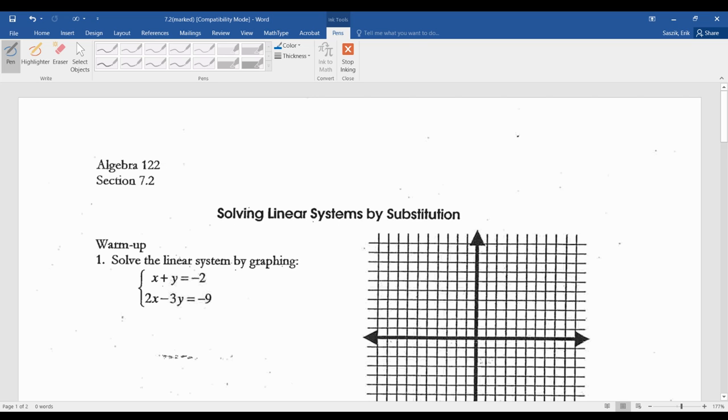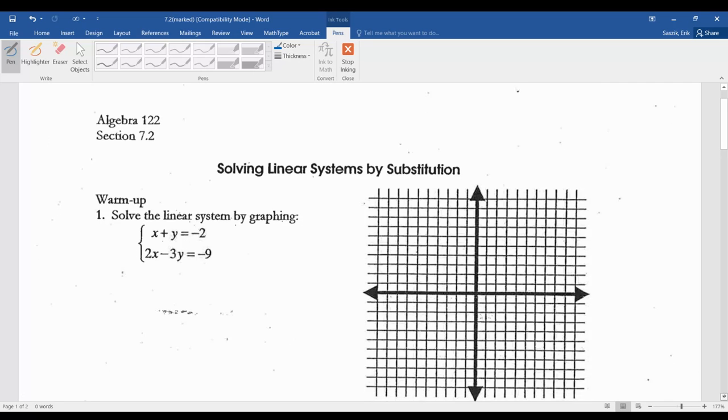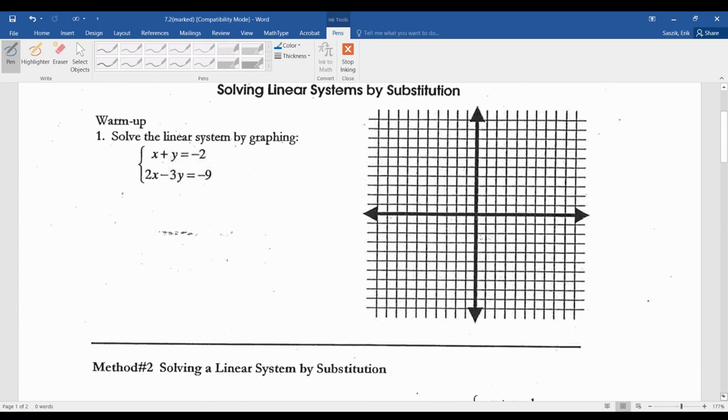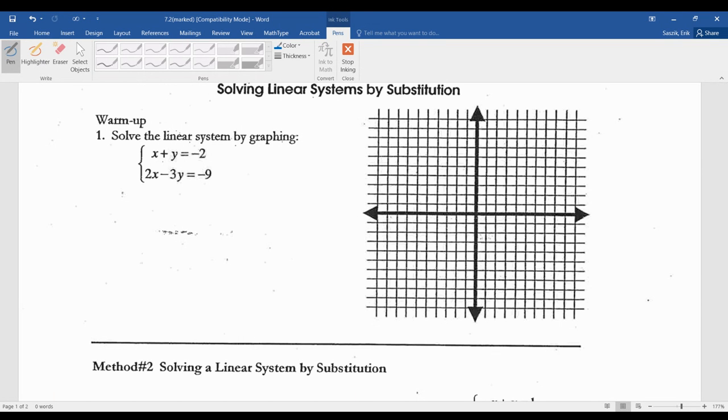All right, kids, we're going to talk about substitution today. This opening problem is just a review practice problem by graphing. So you should stop this and just do this yourself. I'm going to quickly do it in a moment, but this has nothing to do with today's lesson.